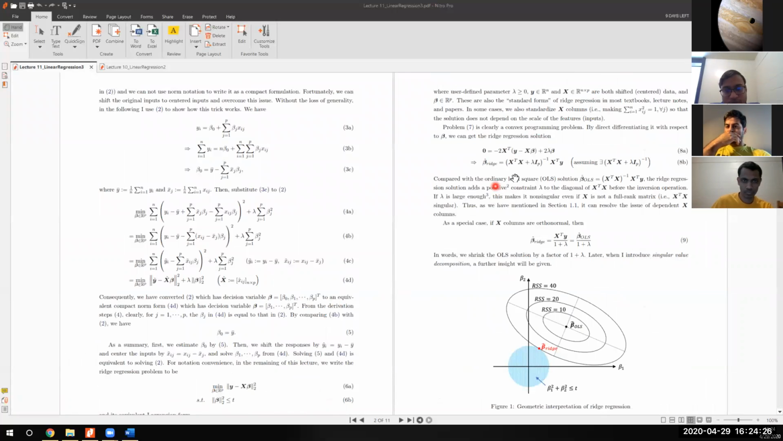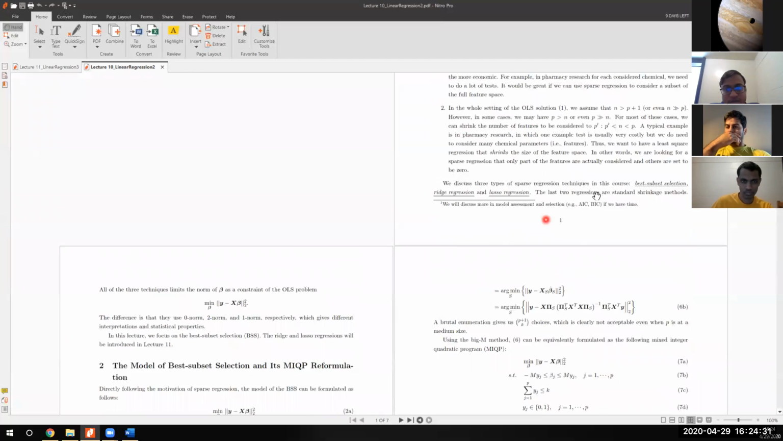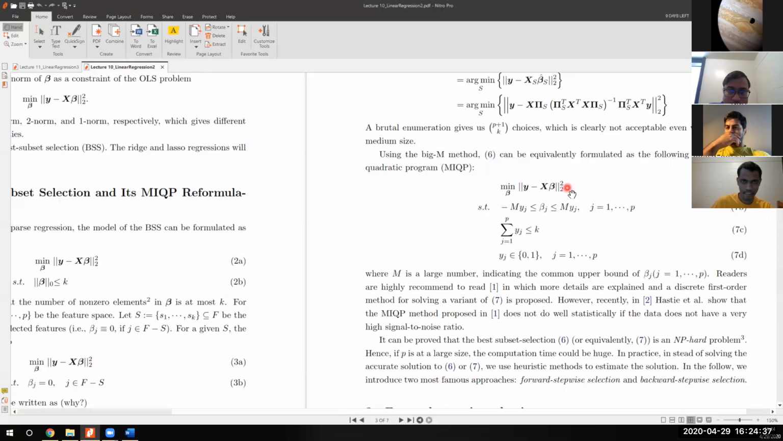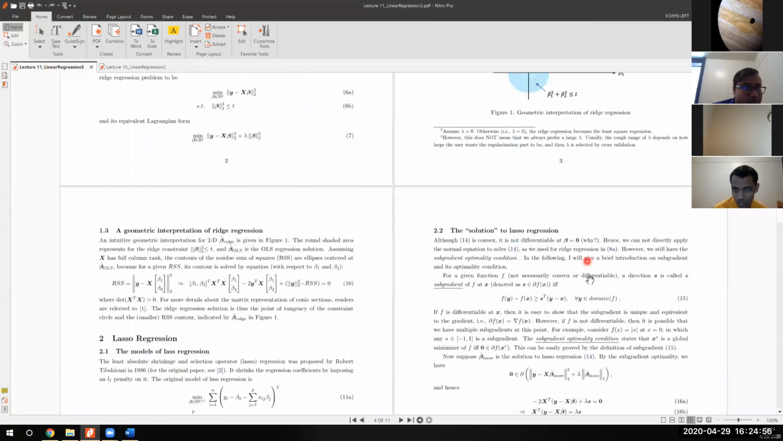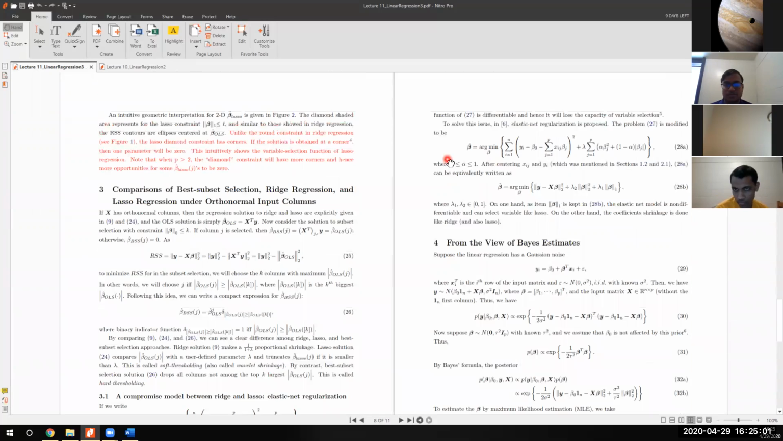Where's my MIQP? Oh, it's here, Lecture 10. This is the MIQP, mixed integer quadratic programming. The problem is that if it does not have a very high signal to noise ratio, then it's going to be wrong. So if I propose it this way, a combination of the 1 and 0 norm, the problem will be resolved. I don't know whether the paper is finished or not, but probably this is the truth.